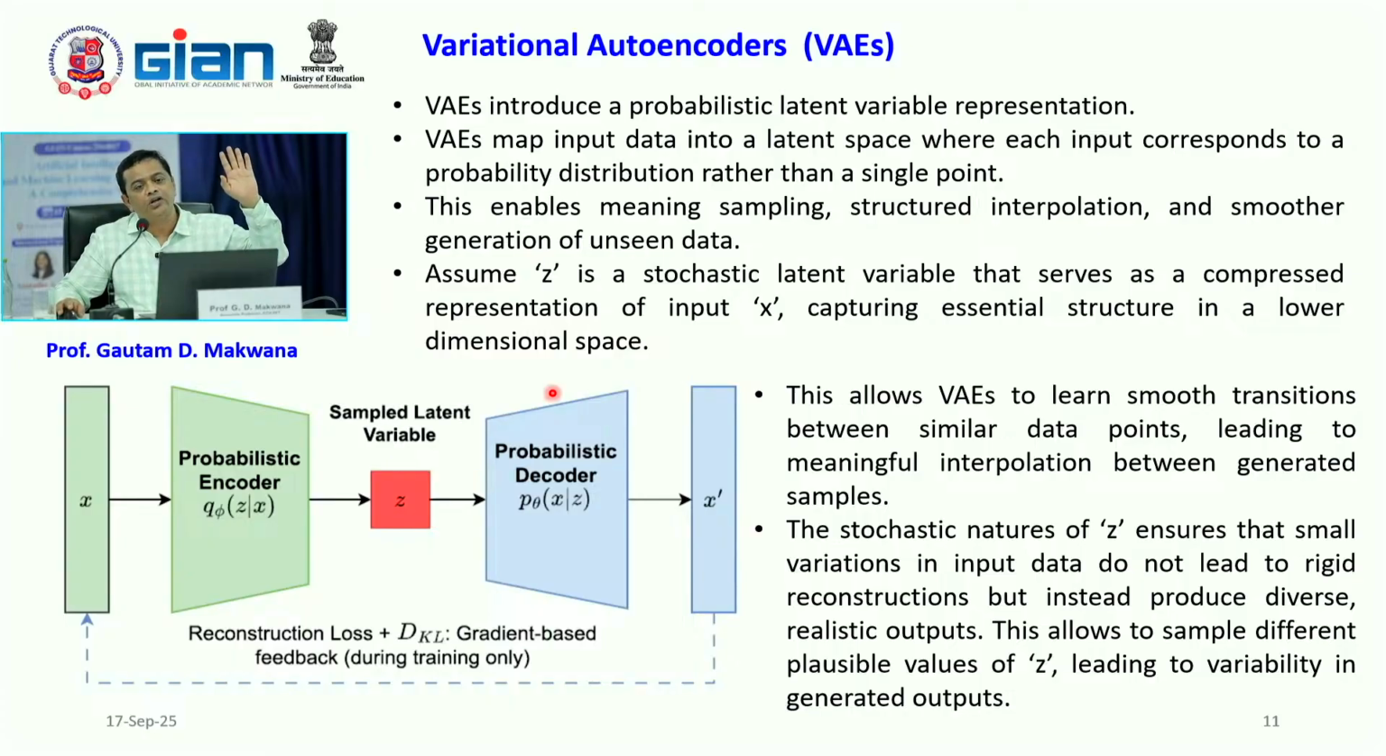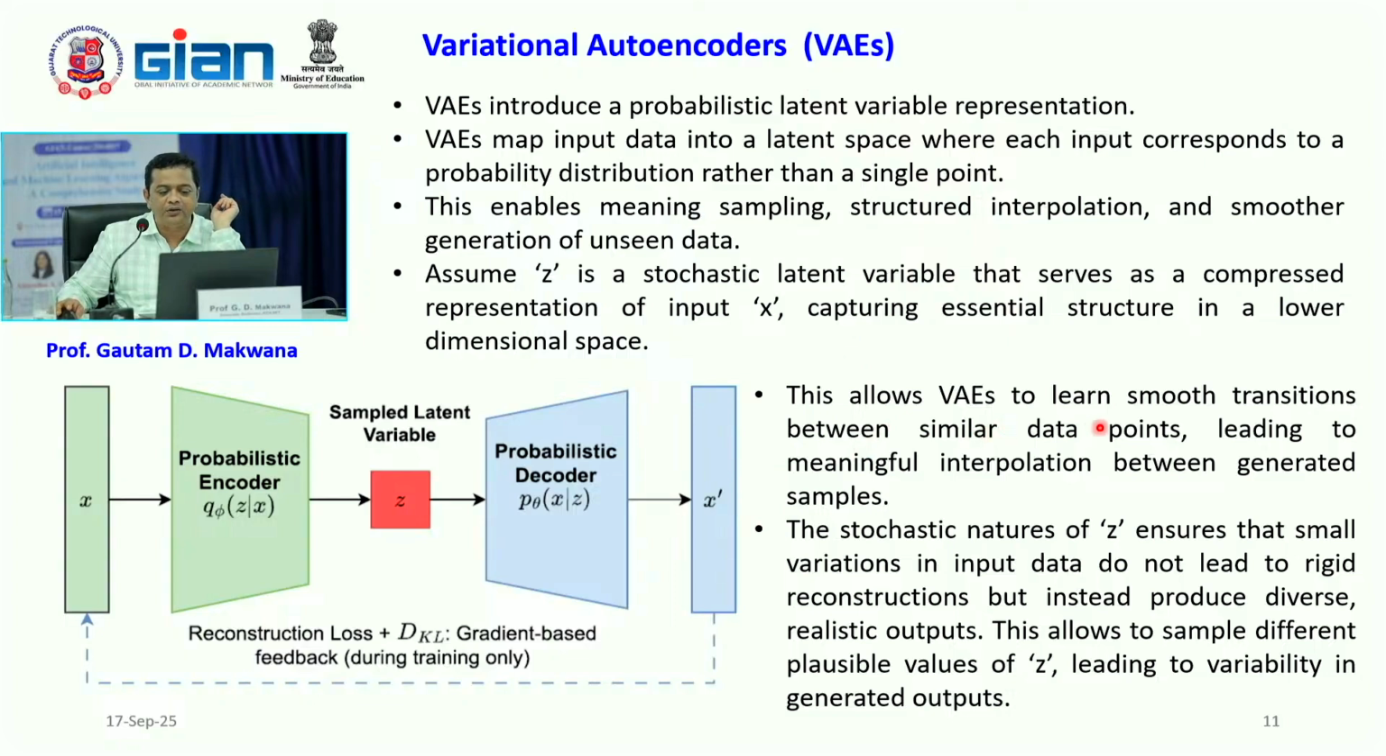Earlier in the autoencoder, we were just doing the training on the autoencoders. But here we can identify the interpolation data as well as the generation of unseen data from the training point of view. So that is the use of the variational autoencoder structure in generative AI.